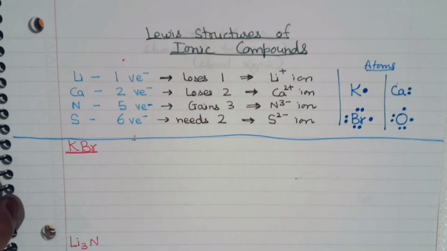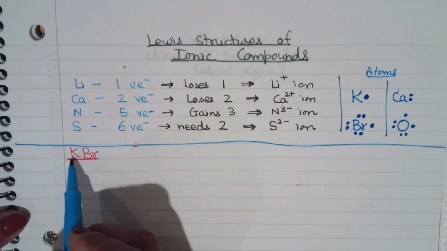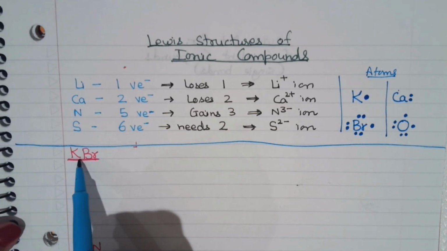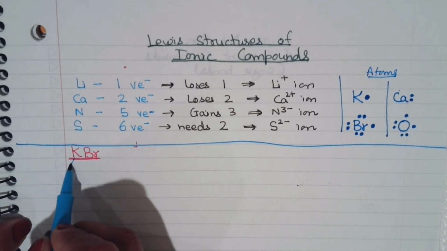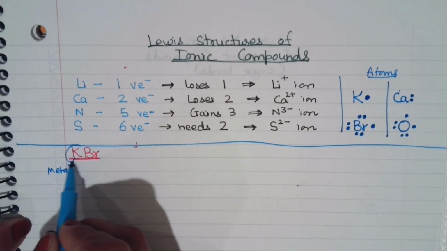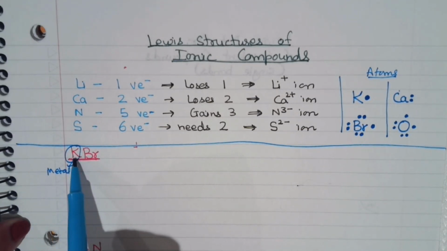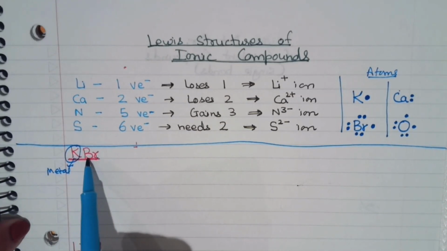Now let's learn how we draw the Lewis dot structure of an ionic compound. How do I know that KBr is an ionic compound? There's a metal, which is K, and K is a metal and it always forms a cation. As long as you can isolate a cation and an anion in the formula, it means it's an ionic compound.